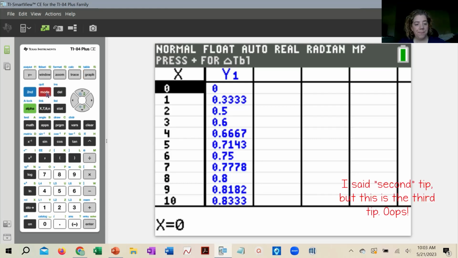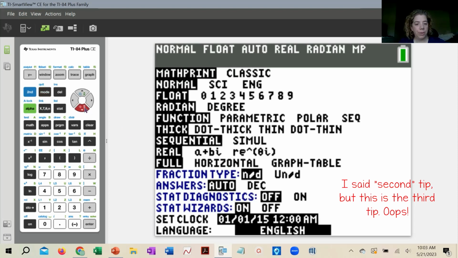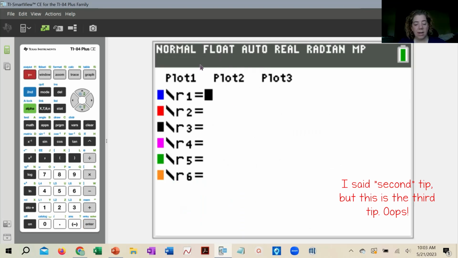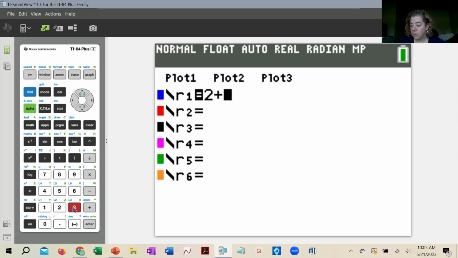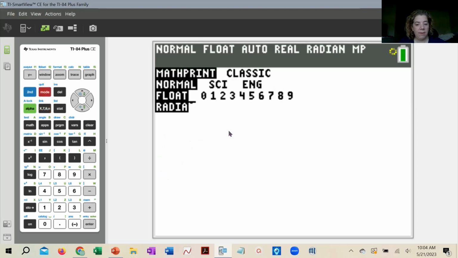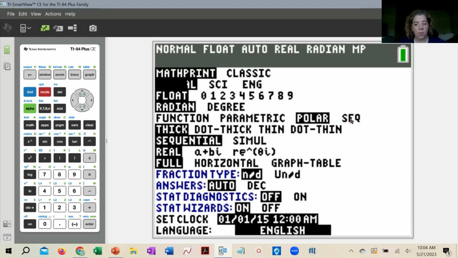The next tip, I'm going to put my calculator in polar mode, press enter, and now when I go to y equals, it now says r equals, and I'm going to graph 2 plus 3 cosine theta. You'll notice I just pushed the theta button there. The modes that you have are function, parametric, polar, sequential, and this button here corresponds to that. So if you're in function mode, that button is going to be an X. If you're in parametric mode, it'll be a T. If you're in polar mode, it'll be a theta. In sequential mode, it'll be an N.